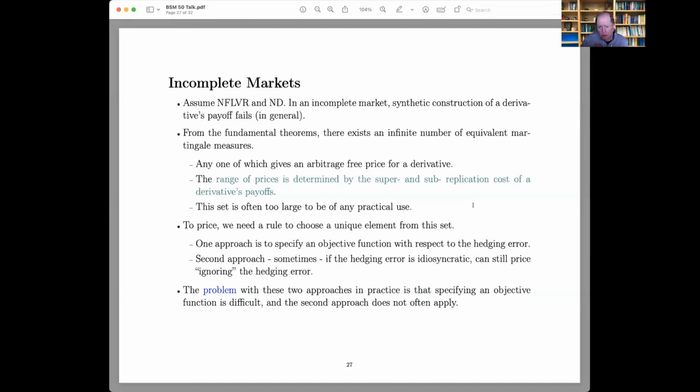And a second approach, which applies sometimes, if the hedging error is what we call idiosyncratic, then that uniquely defines the pricing measure, and you basically price ignoring the hedging error because it's non-price risk. The problem with these 2 approaches is that specifying an objective function is often difficult, and the second approach doesn't apply.